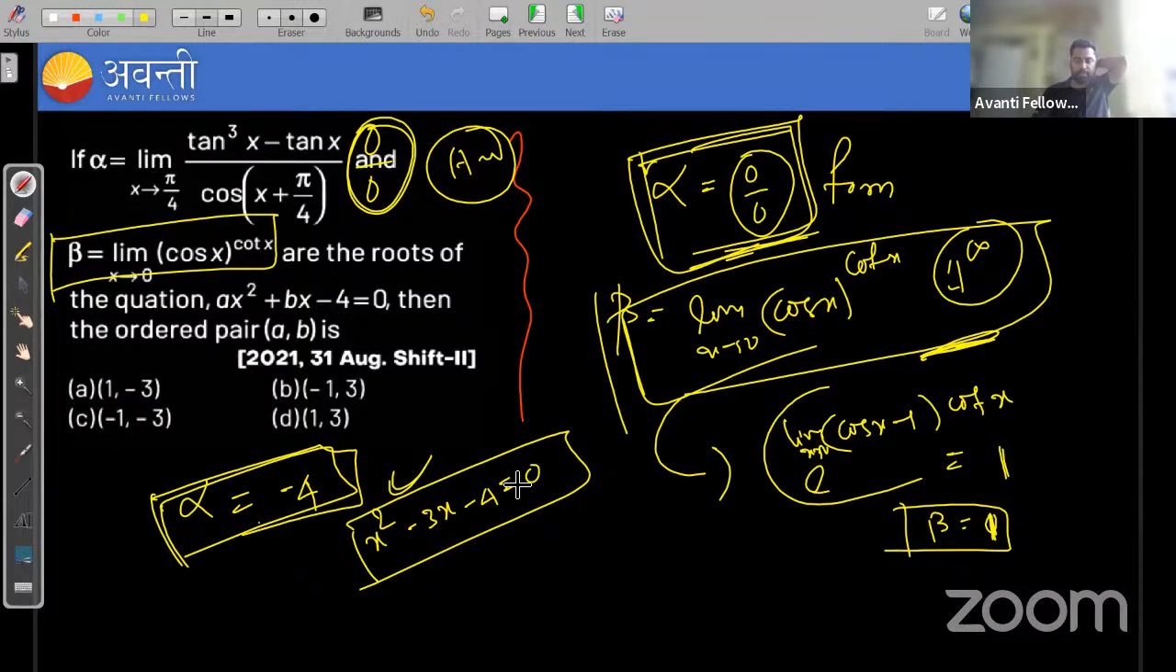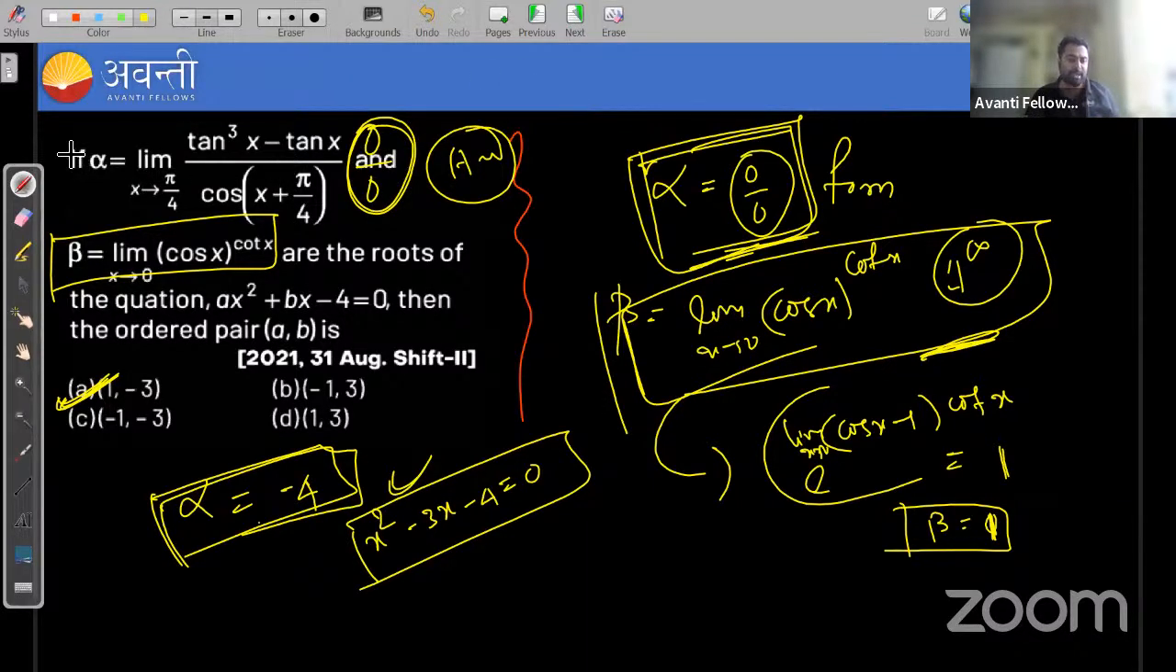And the values of a and b: a is 1, and b is minus 3. Option A is the correct one. Right? Option A is the correct one. You can solve it on your own.